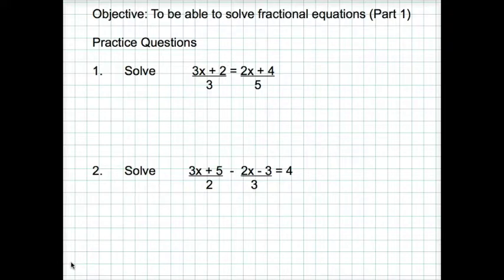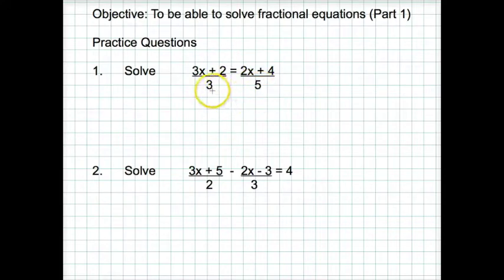Hi, welcome back. Okay, let's go through these two questions then. Question 1. Now this one we've got an equals in between them, so we don't have to simplify this, we're just going to go straight into it and solve it. What we're going to do is to get rid of these fractions first of all, and to get rid of a fraction, we multiply by the denominator, whatever's on the bottom, so we'd multiply this side by 3 to get rid of the 3. We'd multiply this side by 5.